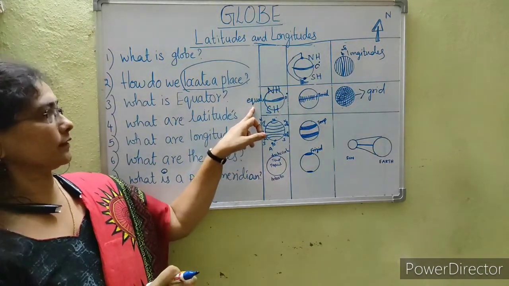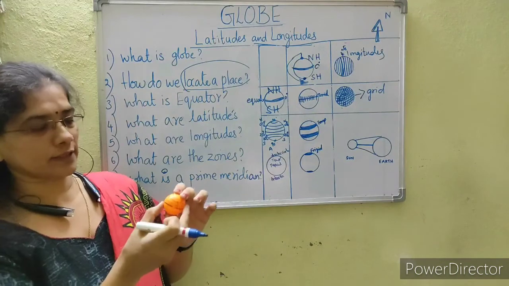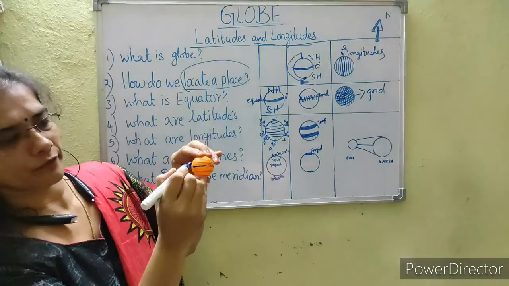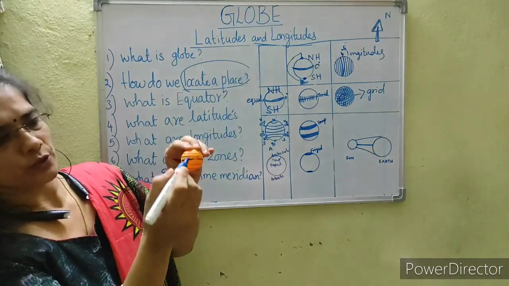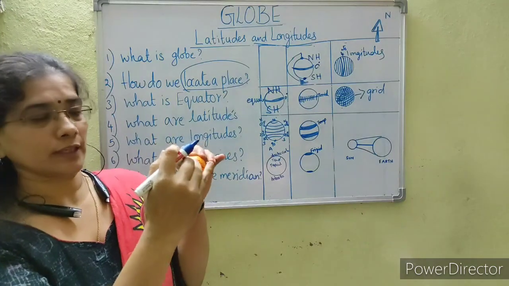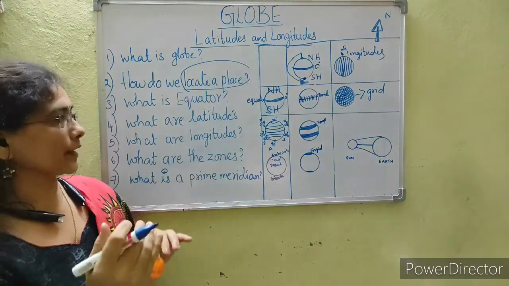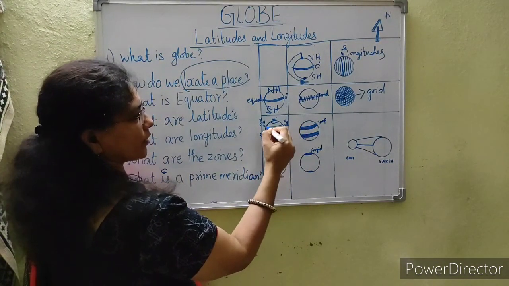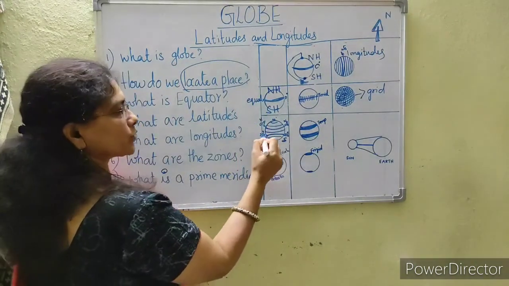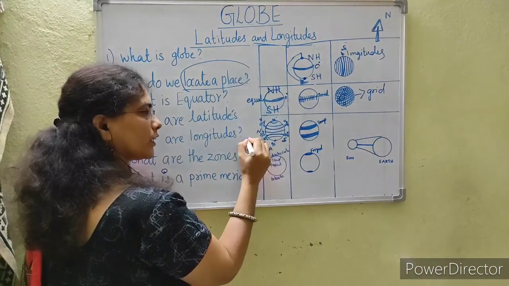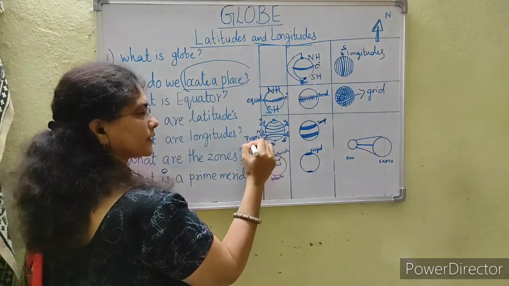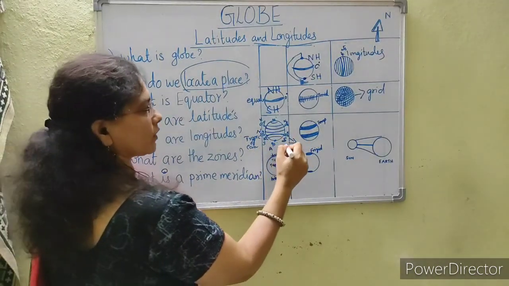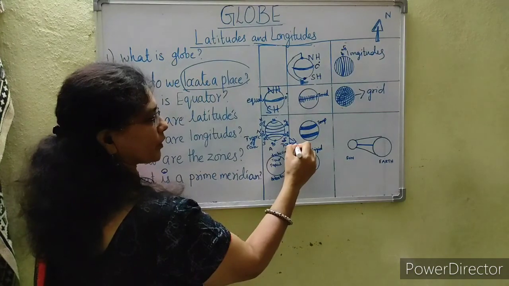Along with this equator, there are some more parallel lines. See, this is the equator. When you go towards the north, we find some more parallel lines. Each parallel line is named in a different way. So this is 23.5 degrees south, 23.5 degrees north. So 23.5 degrees north is called the Tropic of Cancer. And 23.5 degrees south is called the Tropic of Capricorn.